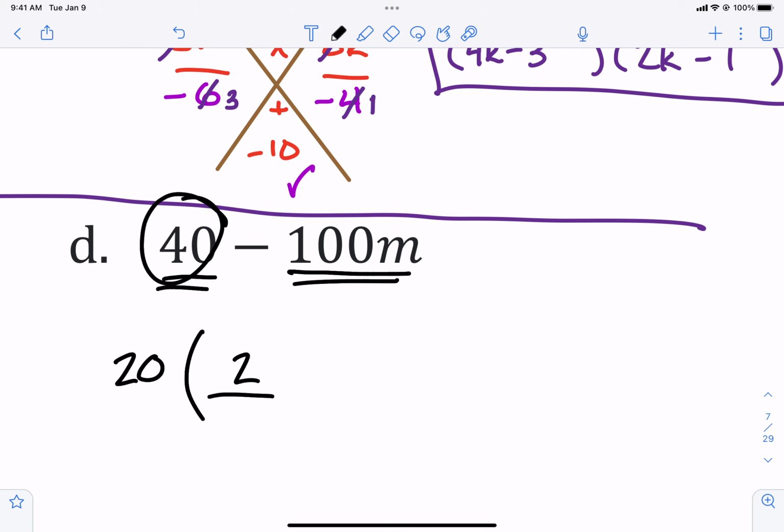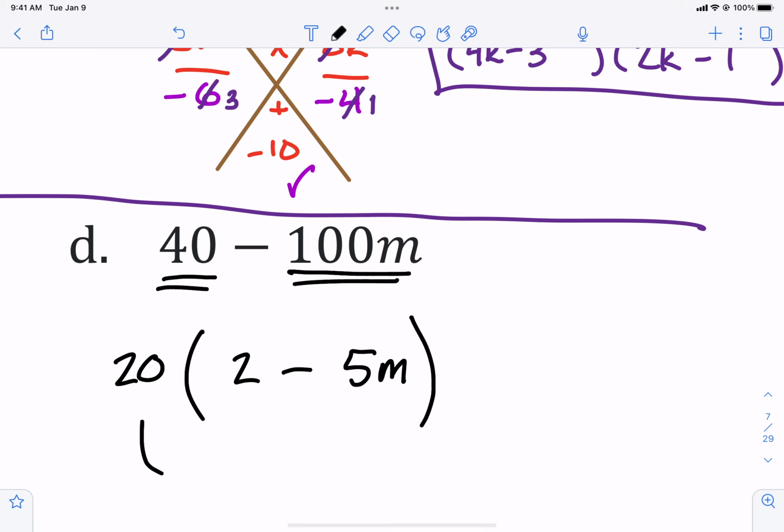That would be 2. And then 20 times what is equal to 100? Well, that would be 5. And then since I didn't pull out any m's this time, I know I would have an m still remaining right there. This is what we call greatest common factor factoring.